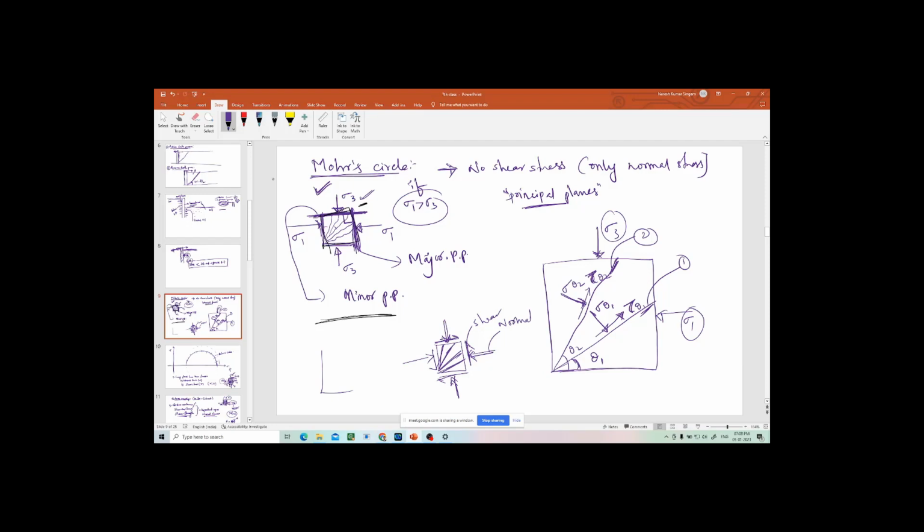The larger one will be called the major principal stress, and the plane is called the major principal plane. And if sigma 3 is less than sigma 1, this is called the minor principal stress, and the plane on which it is acting is the minor principal plane.